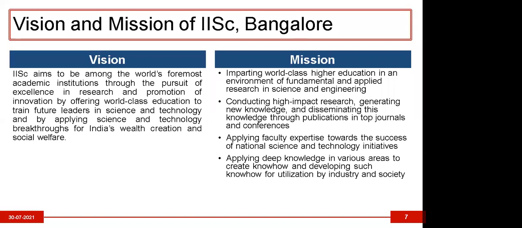To get this, they have 4 different mission statements, a step-by-step process. They want to make this vision realized through 4 different things. First, impart world-class education. Yes, that's a very important thing. We want to impart high quality education in fundamentals and applied research in science and engineering to the graduates. And the next, conducting high impact research, generating new knowledge and disseminating knowledge through publications in top journals and conferences. So this is another prime thing that we want. So the first one is delivering world-class education. The second one is conducting high impact research.